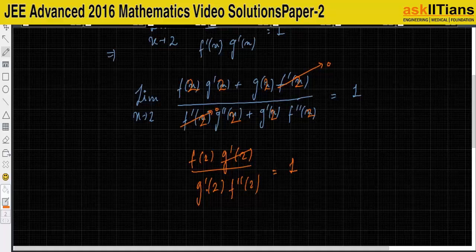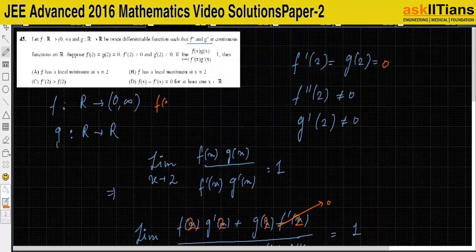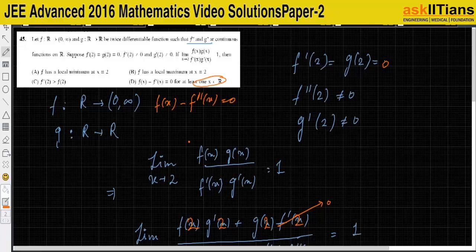Now g dash 2 is not equal to 0, so I can cancel it out. So from here I'll get f double dash 2 is equal to f2. So clearly option D is correct, right? Option D says that f x minus f double dash x is equal to 0 for at least one real value of x, and this equation is true at x equal to 2, right? If x is equal to 2, so this equation has at least one real x, and that is x equal to 2. So option D is definitely correct.